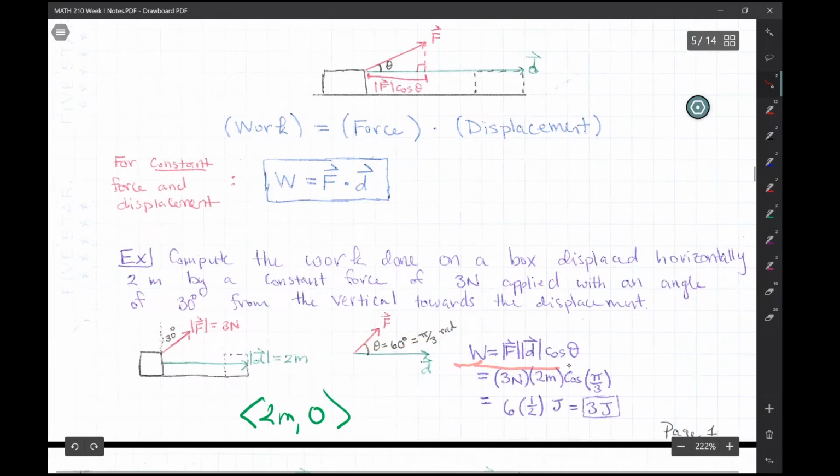And we could just then use the dot product formula, which tells us that the dot product between the force and displacement is the magnitude of the force times the magnitude of the displacement times cosine of the angle between them. The force has a magnitude of 3 newtons. The displacement has a magnitude of 2 meters. And the angle between them is pi over 3. So cosine of pi over 3 is 1/2. These two multiplied together is 6. And you get a total of 3 joules. So this would increase the kinetic energy by 3 joules.